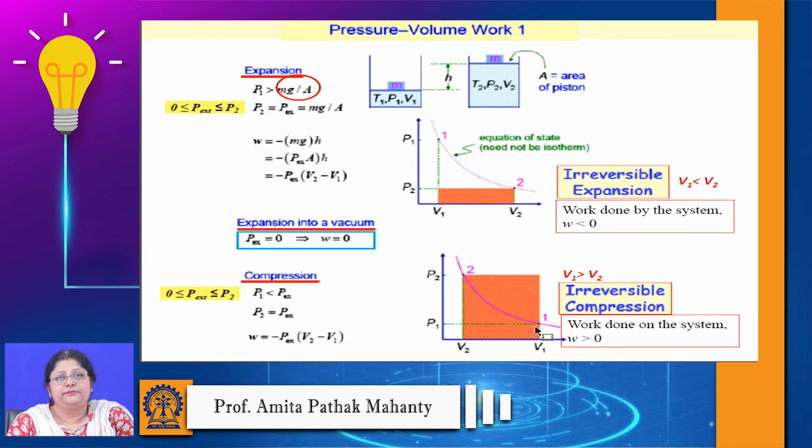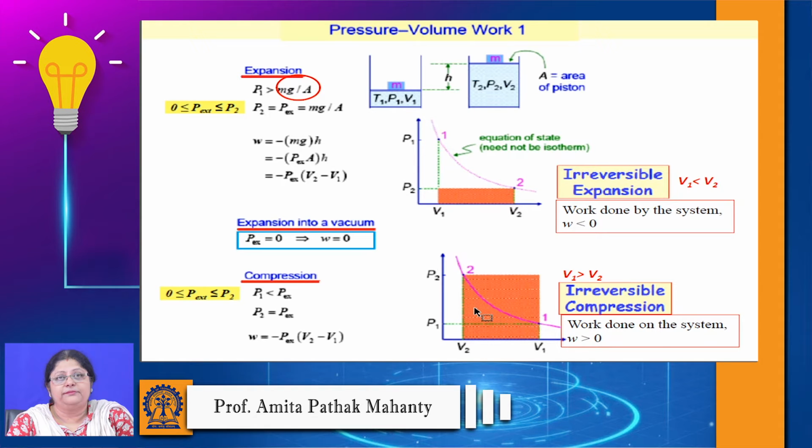You see, the shaded area in the single step compression is larger than the shaded area which we have in the expansion process. Expansion means the work is done by the system, and compression means the work is done on the system.